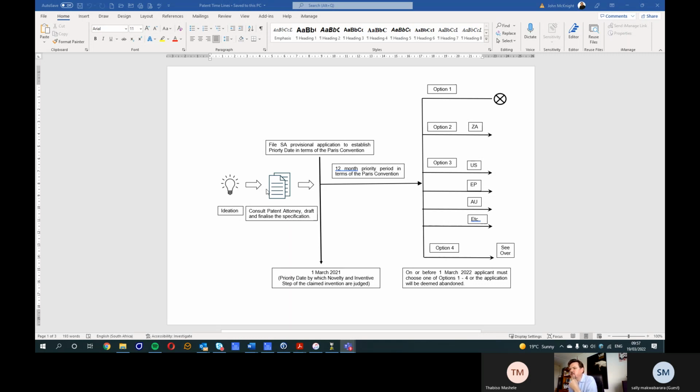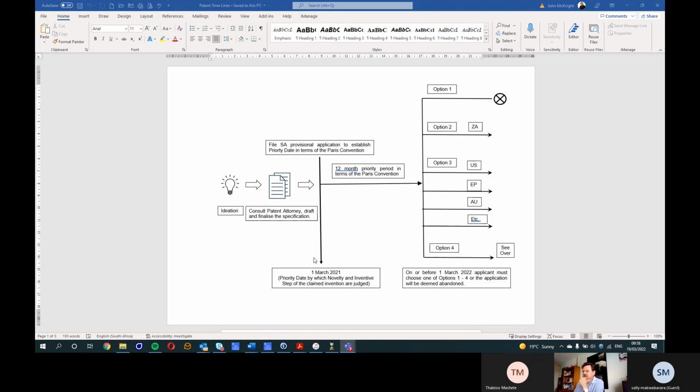Okay, so what we've done is we've now prepared our specification, which is the patent application text. Then what you do is you file a South African provisional application to establish a priority date in terms of the Paris Convention. So remember, that's what we were talking about 2 years ago. So say, for example, we filed it on the 1st of March, 2021, okay? And that establishes the priority date by which novelty and inventive step of the claimed invention are judged, all right?